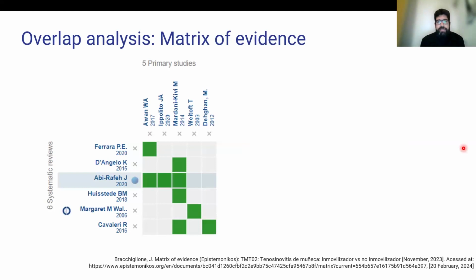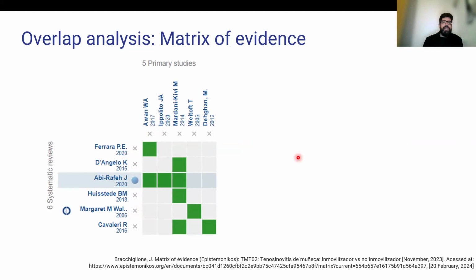We can also make a matrix of evidence. This is probably the most recommended method to visualize overlap. So for example, this is a matrix of evidence. Here in the columns, we have the primary studies. In the rows, we have the systematic reviews. And the green intersections represent a primary study included in a certain systematic review.